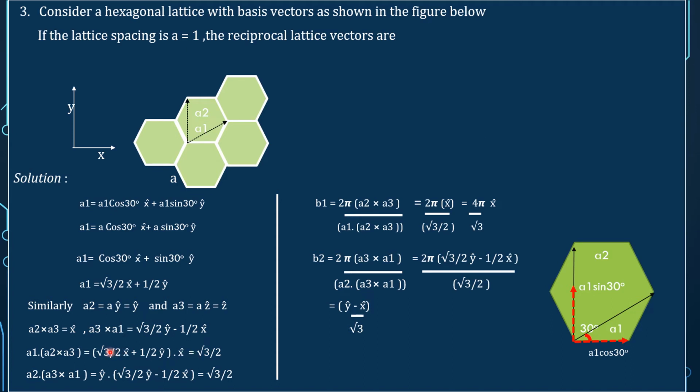Similarly, a2 dot a3 cross a1 is equal to y cap dot (root 3 by 2 y cap minus half x cap). Here also y cap dot y cap will become 1. So we get root 3 by 2. Now substituting these values in this equation, we get 2 pi into x cap divided by root 3 by 2, which is equal to 4 pi by root 3 x cap. And b2 is equal to 2 pi into (root 3 by 2 y cap minus half x cap) divided by root 3 by 2, which is equal to y cap minus x cap by root 3.